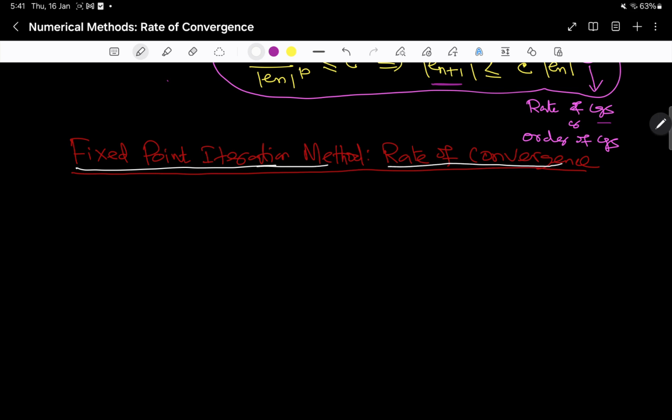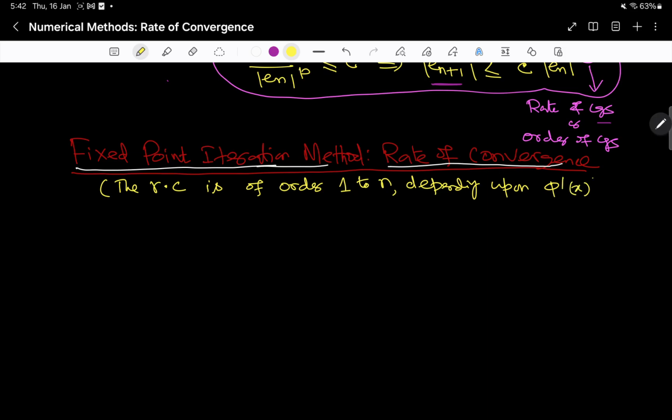What is the rate of convergence? In fact, the rate of convergence here is of order 1 to n, depending upon phi dash x. As you know, in the fixed point iteration method, for convergence what you need is |phi dash x| less than 1. So here the order of convergence depends upon phi dash x. We will discuss this in detail.